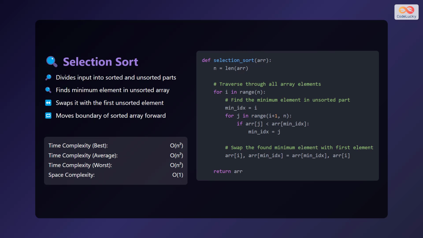Next, let's explore selection sort. This algorithm divides the input list into two parts, a sorted sublist and an unsorted sublist. It finds the minimum element in the unsorted sublist, swaps it with the first element of the unsorted sublist, and moves the boundary of the sorted sublist forward. The time complexity of selection sort in the best, average, and worst case is O(n²), and its space complexity is O(1).